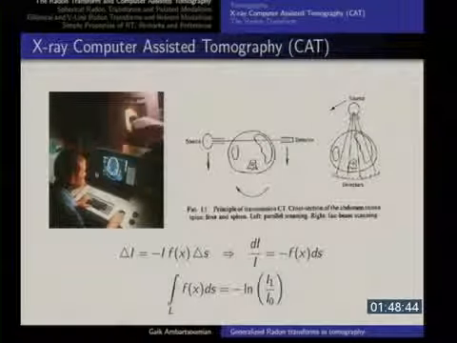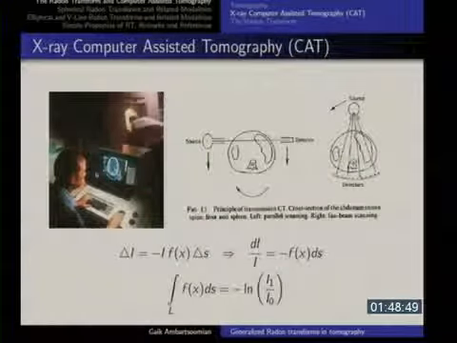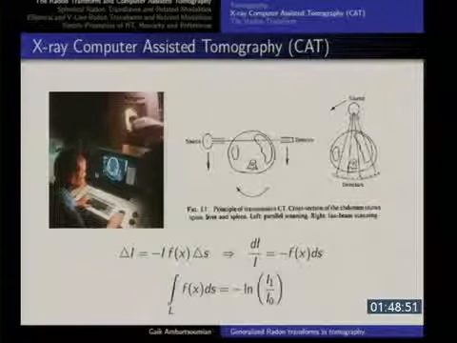Of course, we're assuming that the function is compactly supported, right? The whole function is sitting inside here. Everything outside is zero. So the integrability and so on are not issues here. We don't have this issue.